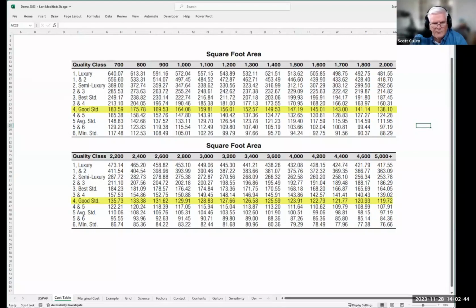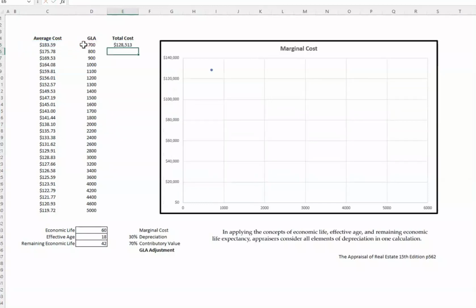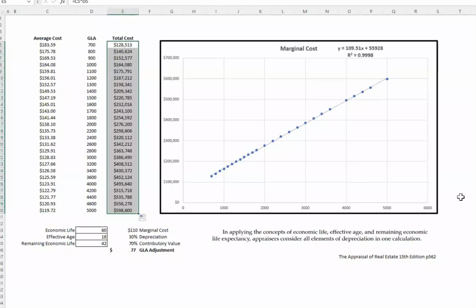Now, I think it's helpful to see what happens to total cost. To do that, I've got the average cost in the column here next to the 700 square feet. Notice $183.59 all the way down to $119.72. If you're an Excel user, you'll understand this. One of my favorite parts of Excel is that you can autofill an equation. This C5 times D5 will become C6 times D6 all the way down if I just double click on this lower fill handle, as it's called. So there's the total cost going up as the quantity goes up, the number of square feet, but the cost per foot was going down.